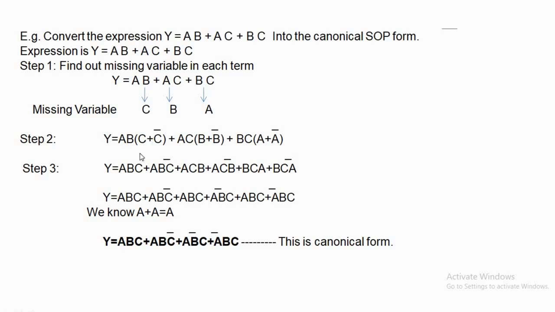Now do the second step by ANDing the missing variable ORed with its complement. In the first term C is missing, so AND C plus C bar to the first term. In the second term B is missing, so AND B plus B bar. In the third term A is missing, so A plus A bar is ANDed with BC. Now the third step: simplify the equation. So multiply AB into the bracket.